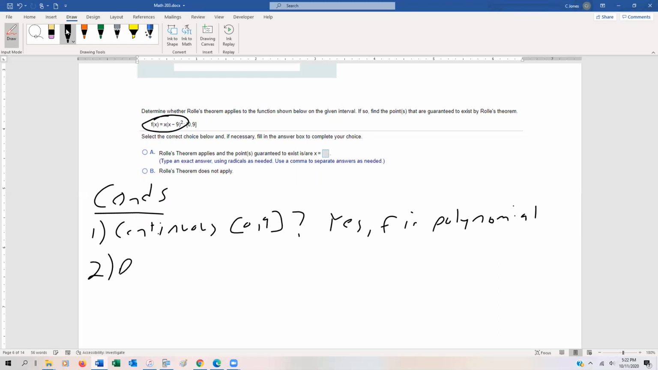Okay, is it differentiable on the interval from 0 to 9? And the good news is, once again, yes. Okay, because f is polynomial.